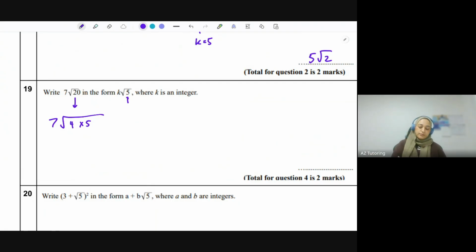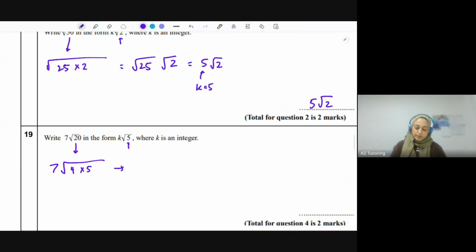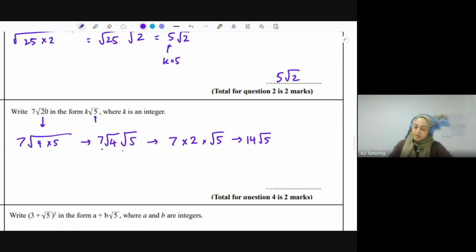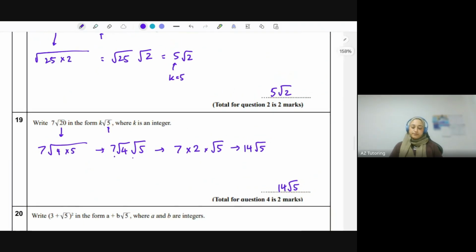Well, that's 4. And then splitting it up just like last time, we could say that's 7 root 4 root 5. Now we know 4 is a square number, so the square root of 4 is just 2. We've got 7 times 2 times root 5. Remember, when writing these all together, there's an imaginary times sign there. It's a bit like with algebra. When you write letters and numbers together, same with surds. So we've got 7 times 2, which is 14, and then we've got root 5. Can't do anything with that because that's a surd. Our answer is 14 root 5.